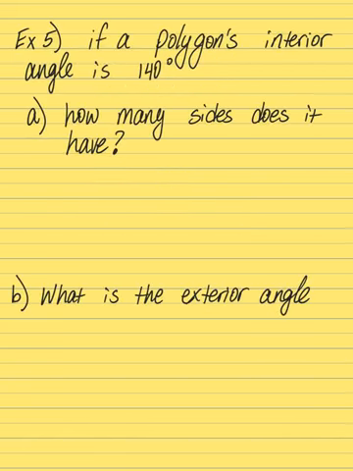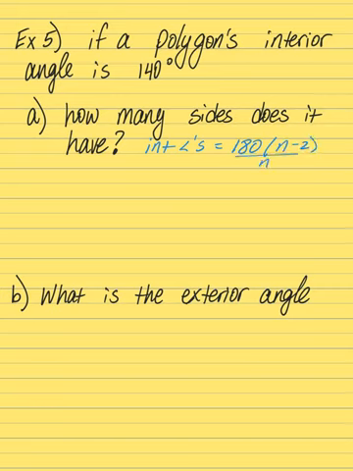In this example, we have a polygon whose one interior angle we know is 140 degrees, and it's a two-part question. Part A is asking how many sides does it have? Part B is asking what's the exterior angle. So because we only know one of the interior angles, I have to begin by writing my equation for the interior angles. The interior angles of a polygon is 180 degrees times n minus 2 all over n.